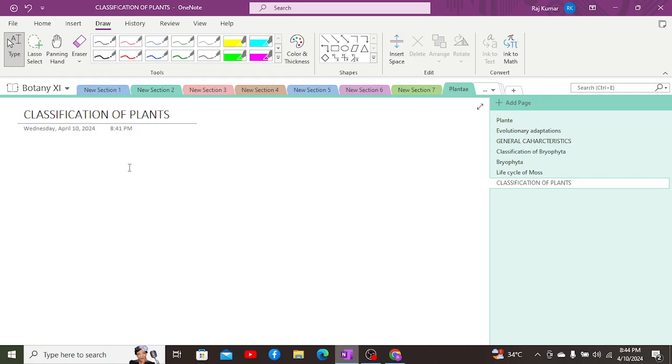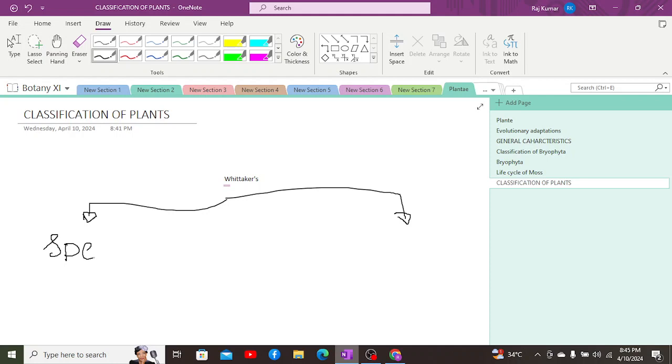When it comes to the two major classifications, we have the earlier classification and the newer one. In the earlier classification, Whittaker's classification, plants are divided into two major groups on the basis of the production and non-production of seeds. Group number one is the spermatophytes, and the other is the non-spermatophytes.